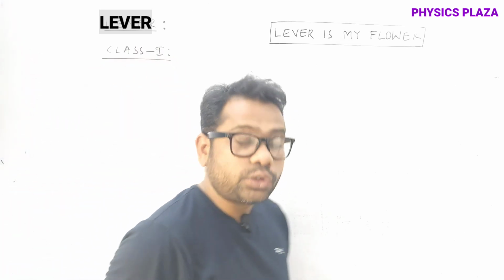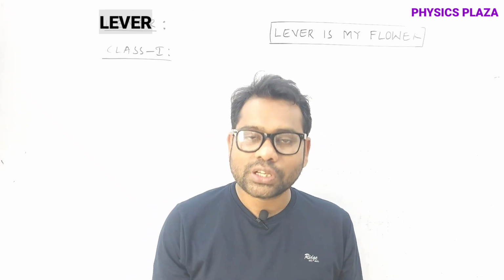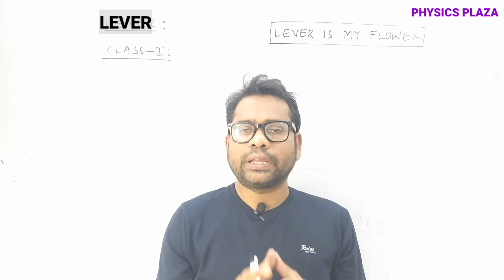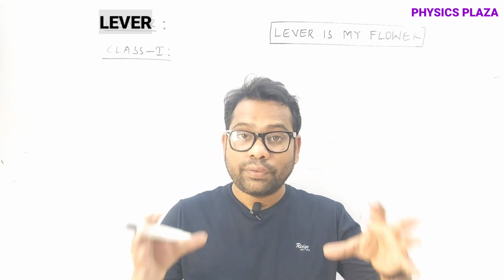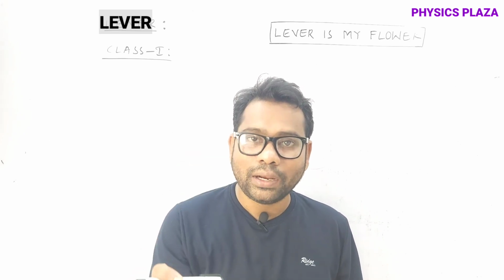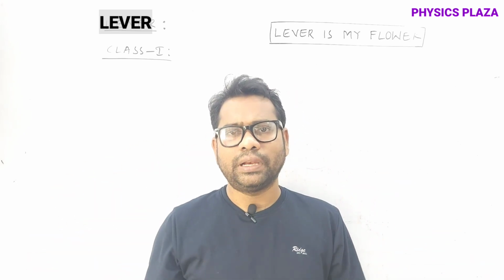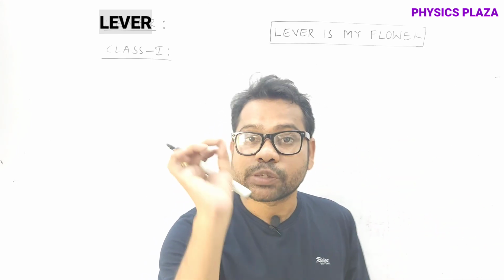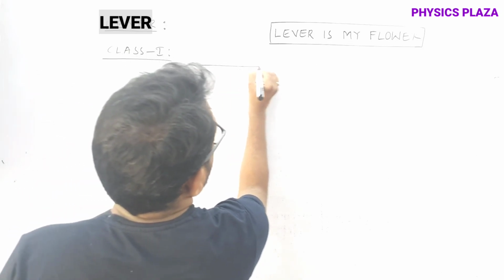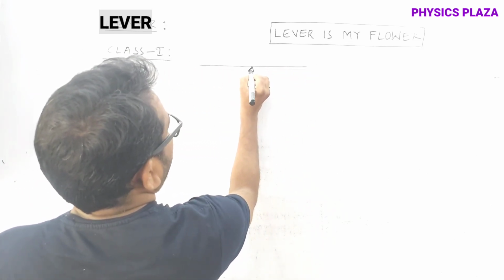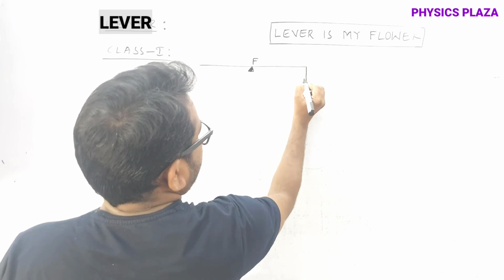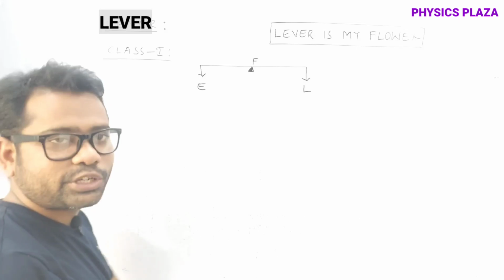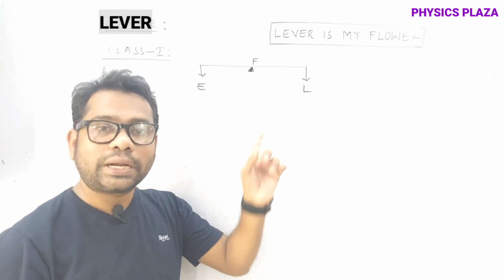See children, as I told you, based on the relative positions of load, effort, and fulcrum only, we can categorize into class 1, class 2, class 3 levers. For a class 1 lever, children, the fulcrum is in the middle and on either side load and effort can be. Left side you can put load or right side you can put load. It's not a matter actually. But in the middle, the fulcrum must be there. So let us say it's that rigid bar, and this is the fulcrum. Let us say on this side the load is there, so obviously on this side the effort will be there. Is it clear, children? Such types of levers come under class 1 levers.